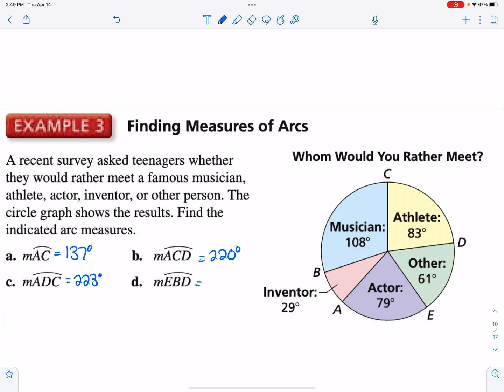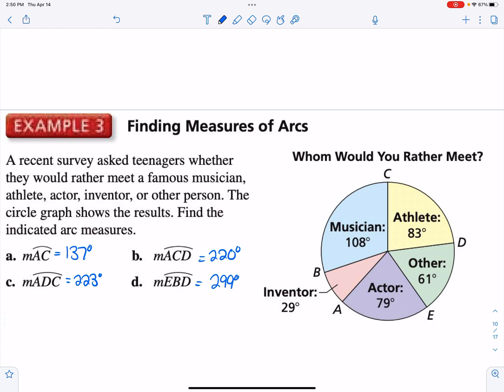And then the last one, EBD. So if I follow the arcs, we essentially go E to B to D. So we went all the way around the circle except for this chunk. So on this one, what I'm going to do, instead of adding those all up, is I'm just going to take 360 minus 61, and I can get that much quicker, and that's 299.